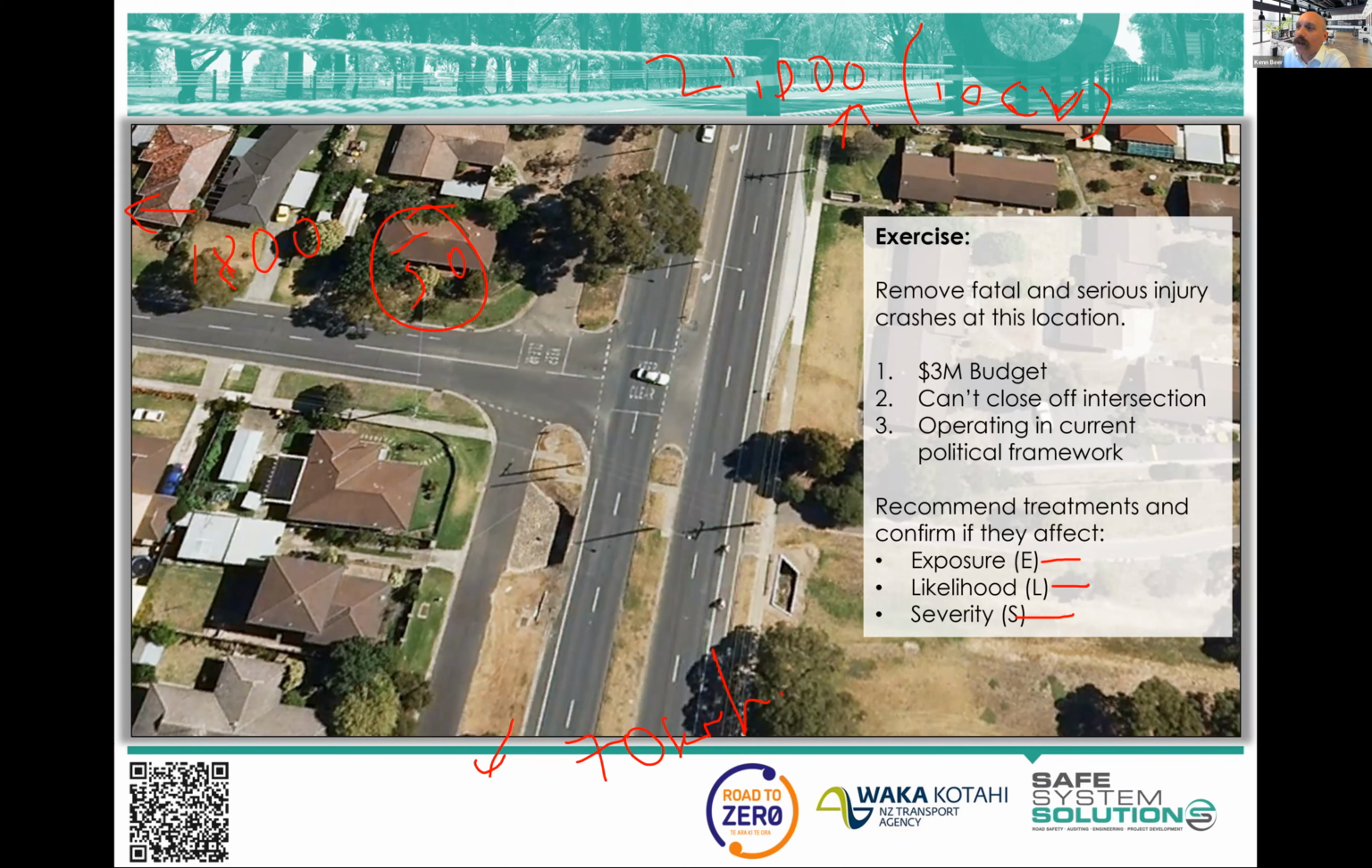Is that drainage channel to the south of the intersection? Yes. Remember to put an E, an L, or an S. I'm seeing some good ideas. I'm seeing some of them categorized.